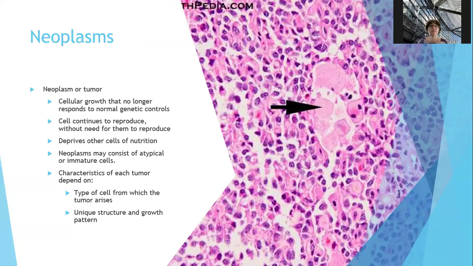The characteristics of each tumor depends on the type of cell that it originally arose from and the unique structure and growth pattern of that individual tumor. So when they do a biopsy, they take out a little sample of tissue, they look at it under the microscope, and they're looking for those weird cells. What's going on here?